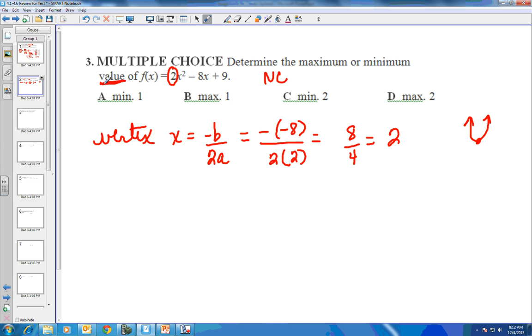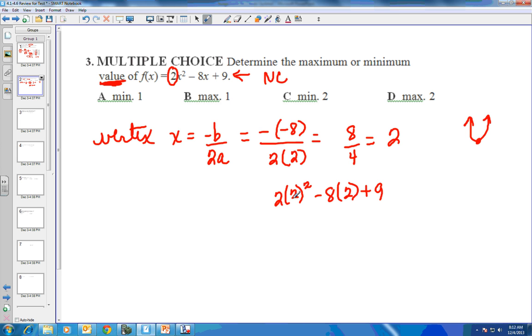They want to know my minimum value. So to find the minimum value, you're going to plug your answer, your x coordinate, back into the original equation to get our answer. Let's plug that in. 2 times 2 squared minus 8 times 2 plus 9.